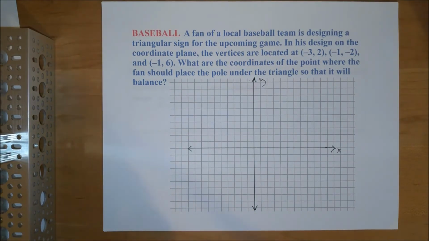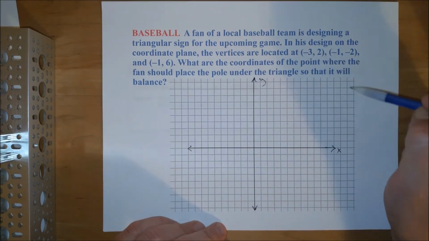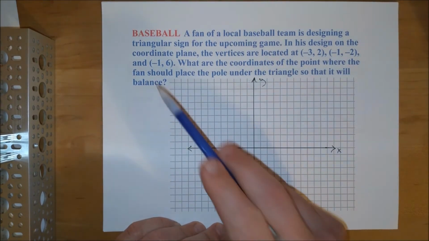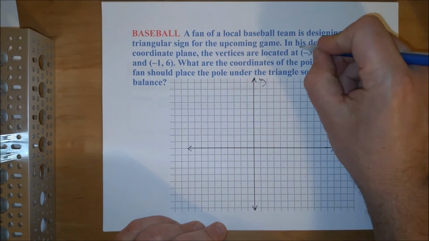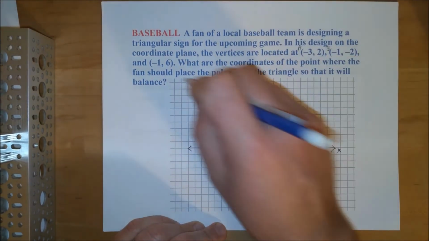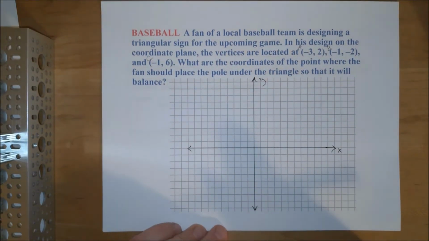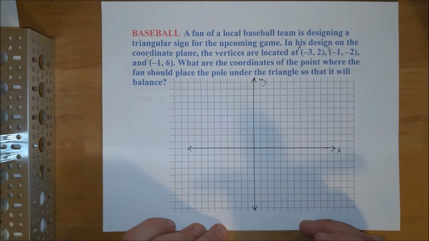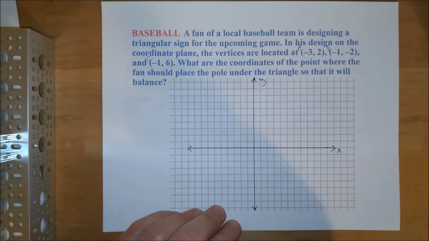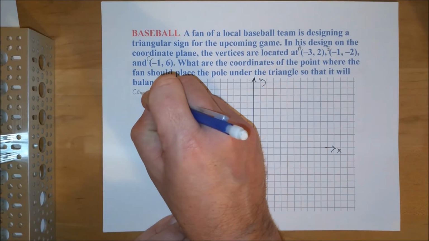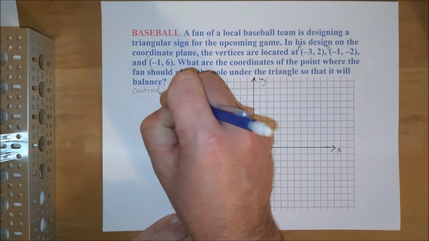Okay, let's try one more of those. Here we have a fan of a local baseball team designing a triangular sign for the upcoming game. In his design on the coordinate plane, the vertices are located at (-3, 2), (-1, -2), and (-1, 6). Let's call those points A, B, and C. What are the coordinates of the point where the fan should place the pole under the triangle so that it will balance? Okay, if it's going to balance, we're looking for the center of mass, the centroid.